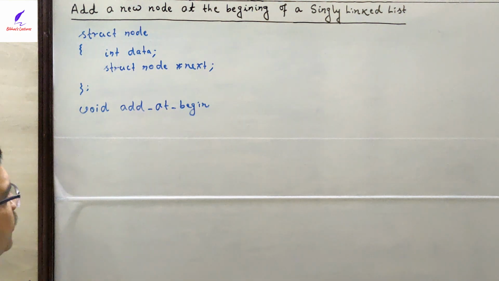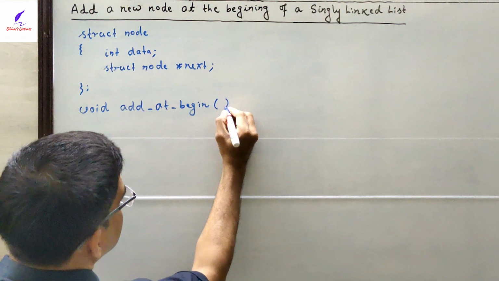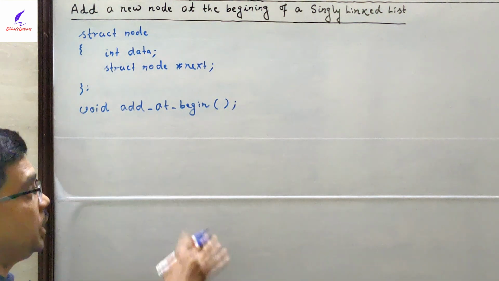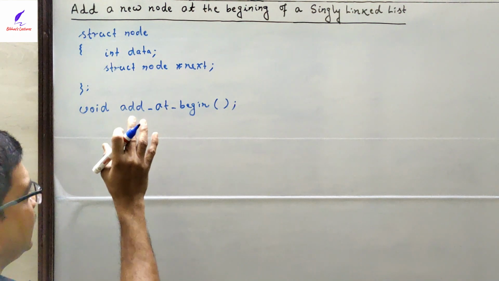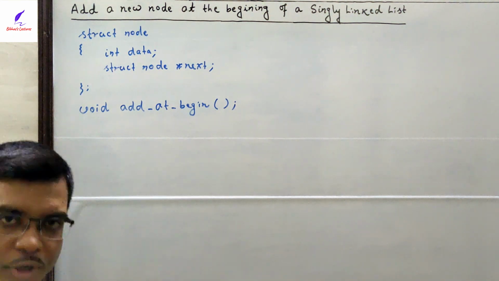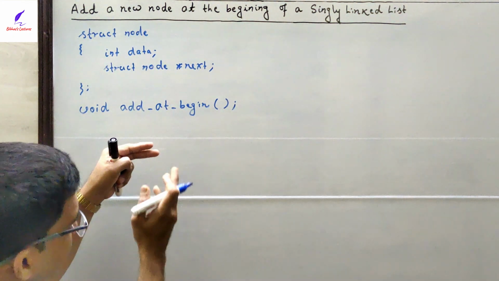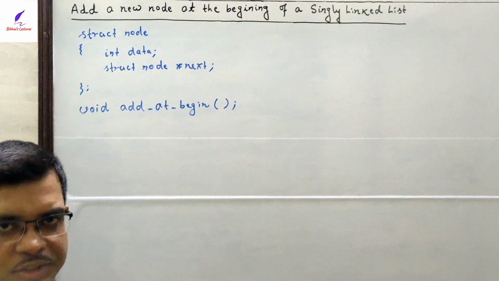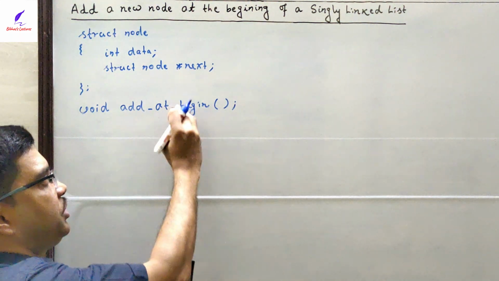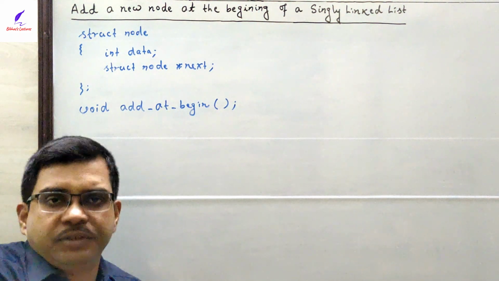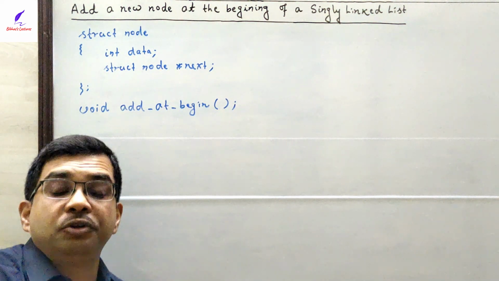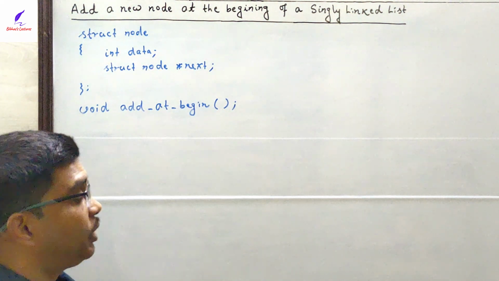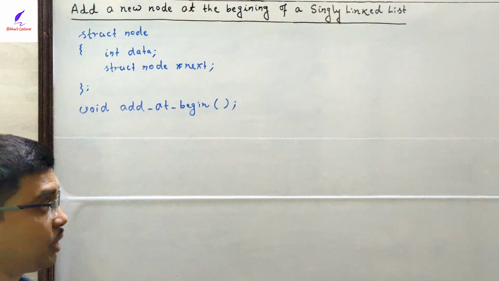Suppose it is not accepting any parameter, so we are only declaring it and ending it with a semicolon. We are not defining it, we are just declaring the function, that means we are mentioning the prototype of the function. Why is this declaration required? Because we are going to call this function from the main function. Since it is a user defined function, it will be unknown to the compiler if you do not declare it before. So that's why this declaration is very important.